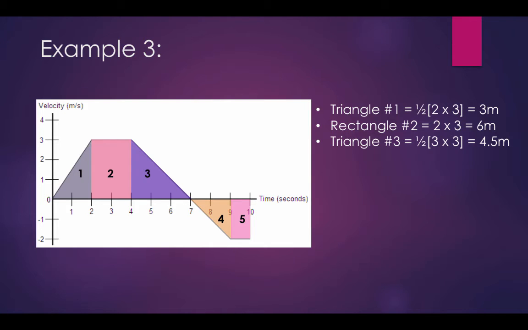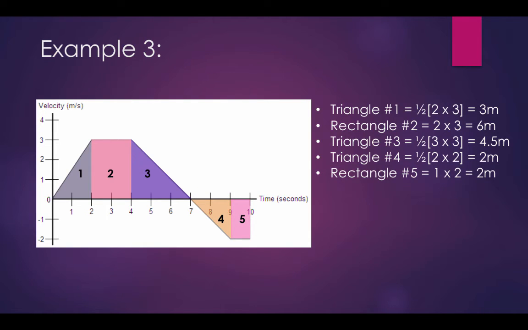Triangle number 3, 1/2 base times height. The base is 3. 7 minus 4 is 3. The height is 3. 3 minus 0, 3. The area underneath triangle number 3 is 4.5 meters. Triangle number 4, 1/2 base times height. The base is 2. 9 minus 7 makes 2. And the height is 2. The area is 2 meters.